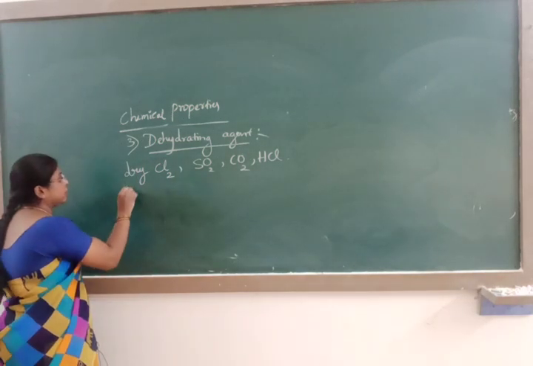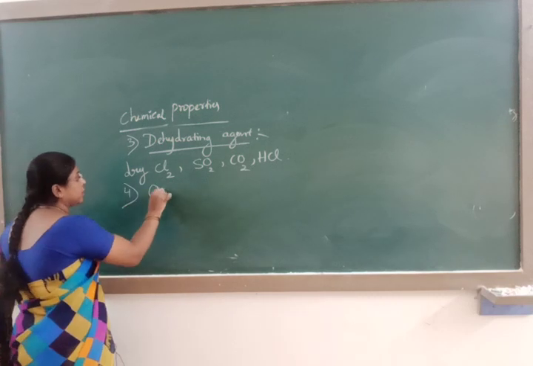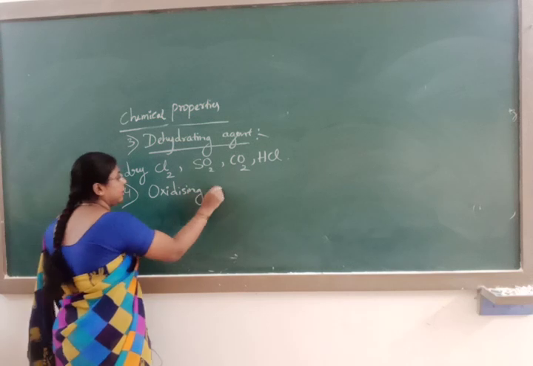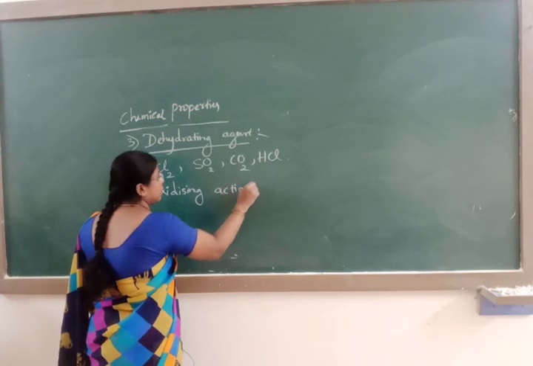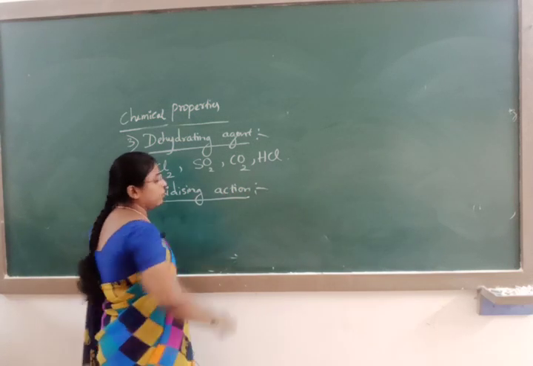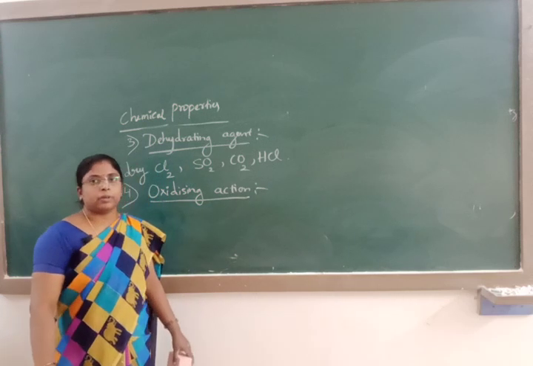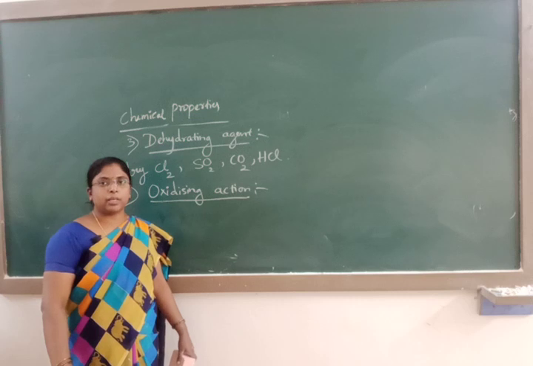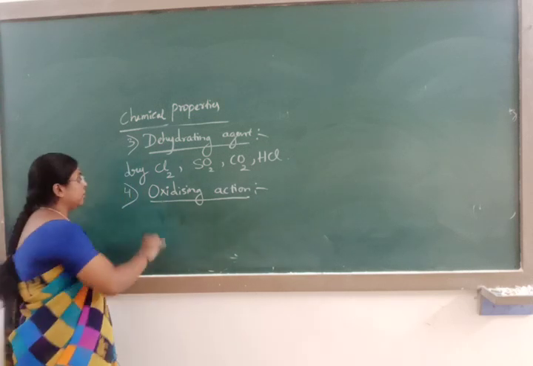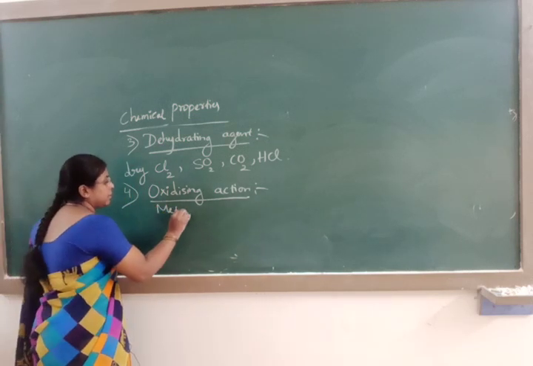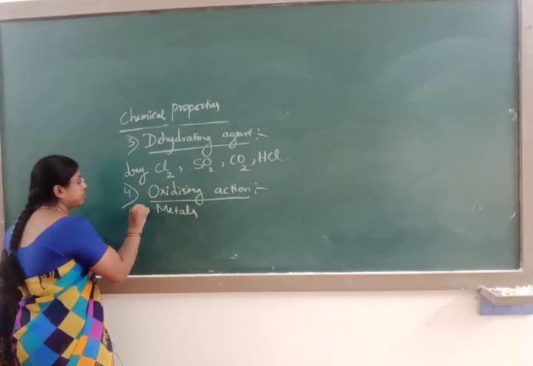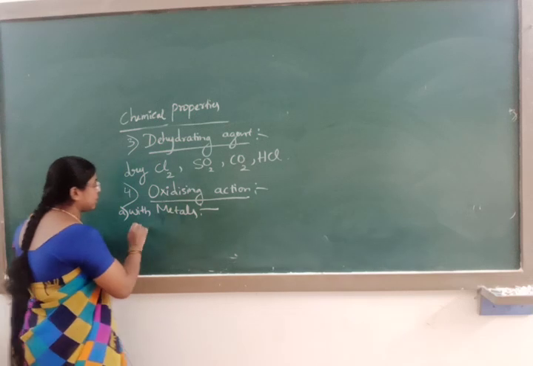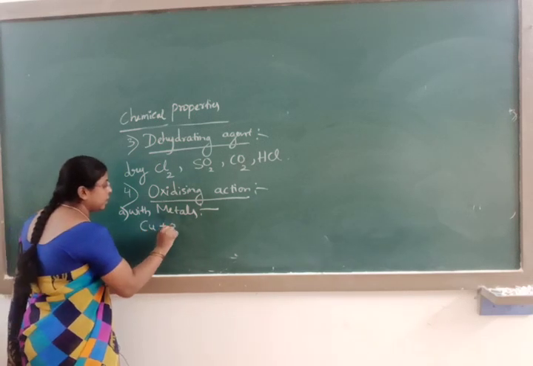After this comes the fourth property, the oxidizing action. Concentrated sulfuric acid acts as a good oxidizing agent. Concentrated sulfuric acid oxidizes both metals as well as non-metals. First with metals. Concentrated sulfuric acid when it reacts with copper.